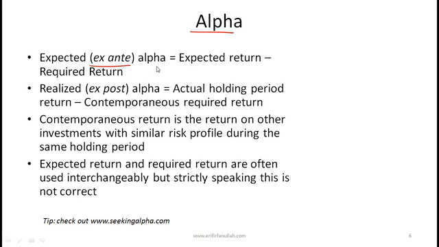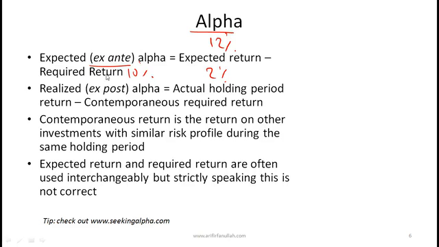So the expected alpha is your expected return on a stock minus the required return. Let's say that you expect a return of 12%, but given the beta of that stock, the required return is 10%. That means the expected alpha is 2%. Versus what's called a realized or ex post alpha. Anybody can have a high expected alpha.